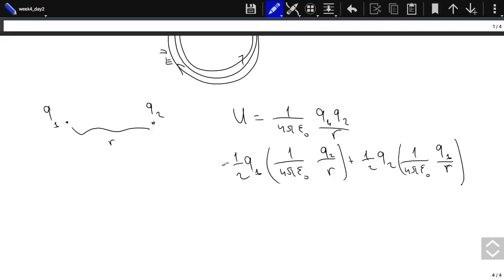But the reason why I did this factorization is that this is equal to 1 over 2 Q1, and this is nothing but the potential created at the point of Q1, let's call that R1, due to the other charge. Plus 1 over 2 Q2, and this is nothing but the potential created at the position of Q2 by the other charge, V of R2.